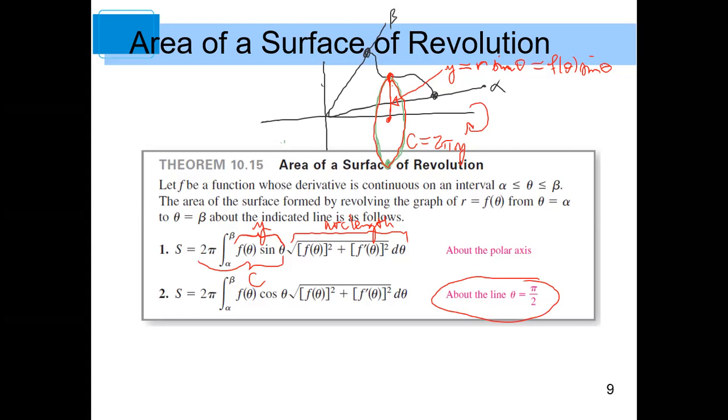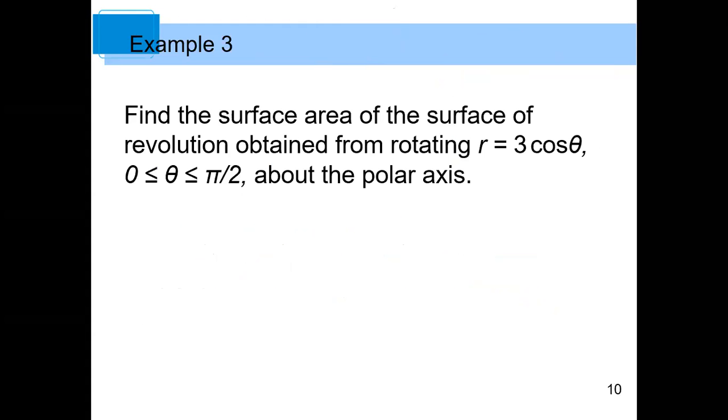So we're going to do an example here to finish this thing off. Find the surface area of the surface of revolution obtained from rotating r equal to 3 cosine of theta from 0 to pi over 2 about the polar axis. What's the polar axis again? The x-axis, yes? Polar axis is the x-axis.